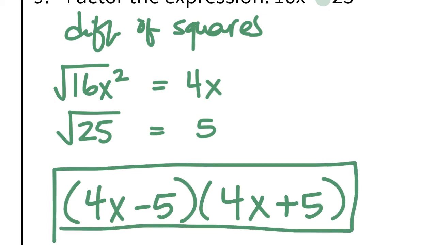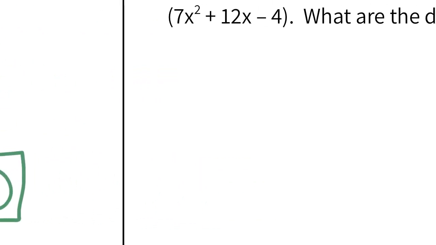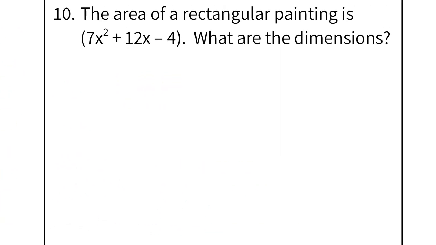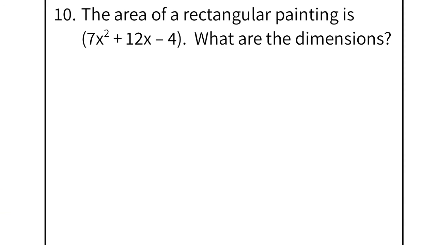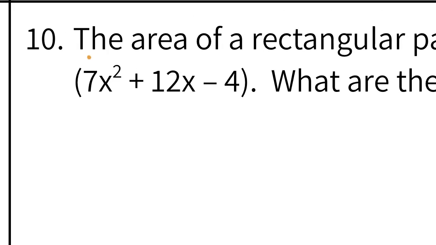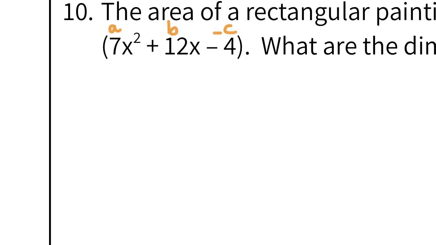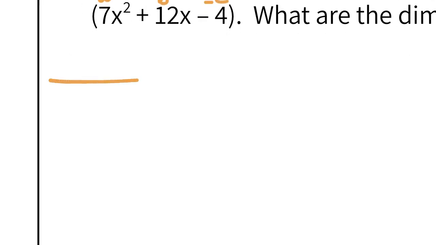Okay, and then one last question. It says the area of a rectangular painting is 7x squared plus 12x minus 4. What are the dimensions? So we are going to factor. 7 is A, 12 is B, and negative 4 is C. So let's start by doing our T-chart.